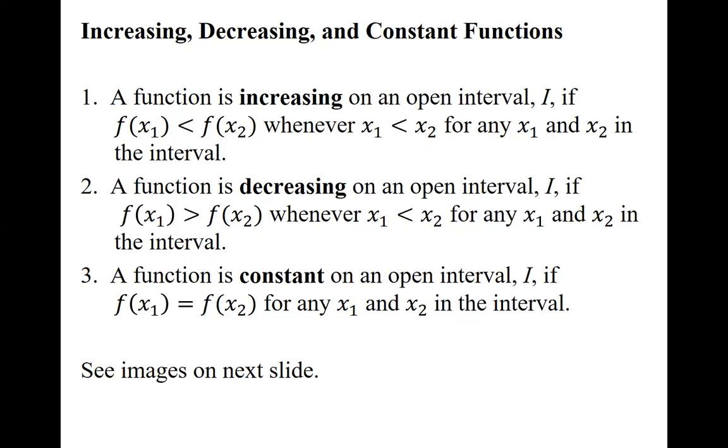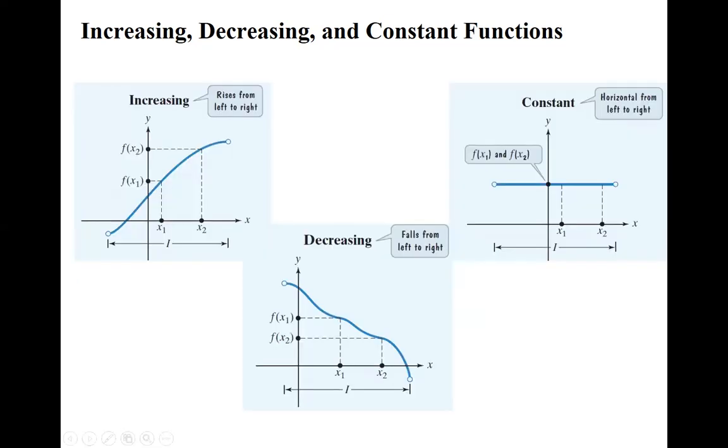And a function is constant on an open interval I if f of x1 equals f of x2 for any x1 and x2 in the interval. So increasing just means rises from left to right. Decreasing just means falls from left to right. And constant means horizontal from left to right.